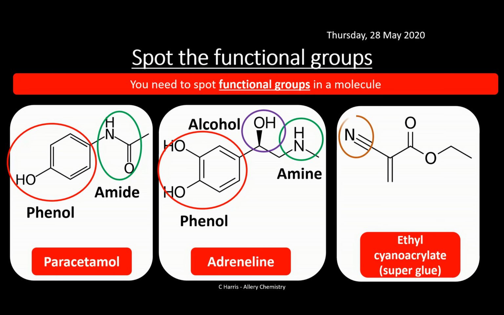Okay, so we've got a nitrile there at the end. There it is. And then we've got this functional group. Yes, that is a functional group. So that's an alkenyl, so just an alkene, so double bond. And we have an ester as well.